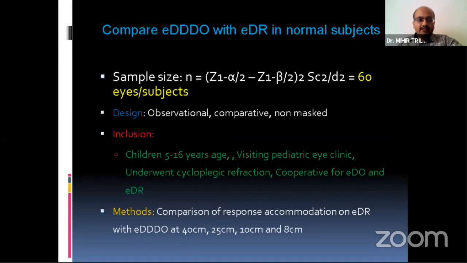This was followed by evaluation of magnitude of accommodation using the interjection method, or the MEM method of dynamic retinoscopy, in which we included 60 patients. Again, it was an observational comparative study, however a non-masked one. The same observer in sequence performed EDDDO first, followed by EDR in a similar group of children. The comparison of response accommodation was done at 40 centimeters, 25 centimeters, 10 centimeters, as well as 8 centimeters. So 60 multiplied by 8 readings were acquired.